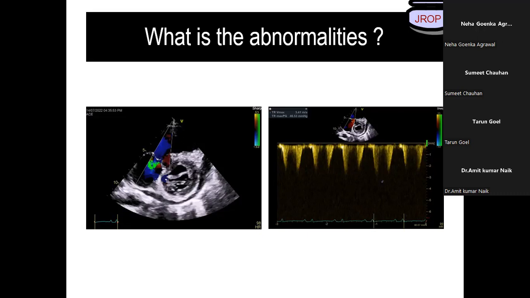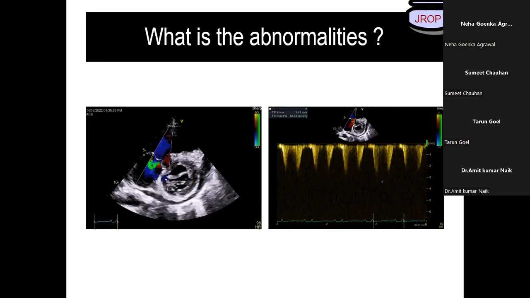I'm afraid, sir, I can't. All right, then Neha. Sir, actually TR jets are more dependent on RV pressures, so we should not measure the TR jet in such patients. We can measure either the TAPSE or the TEI index.